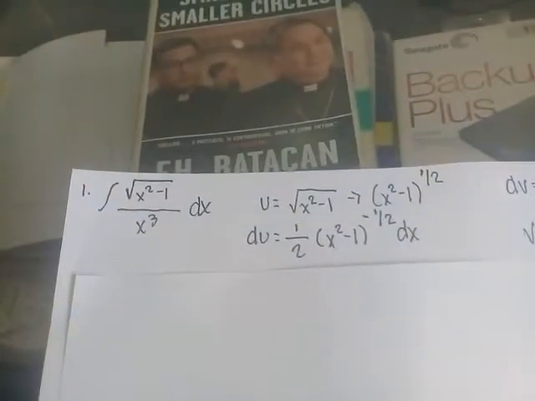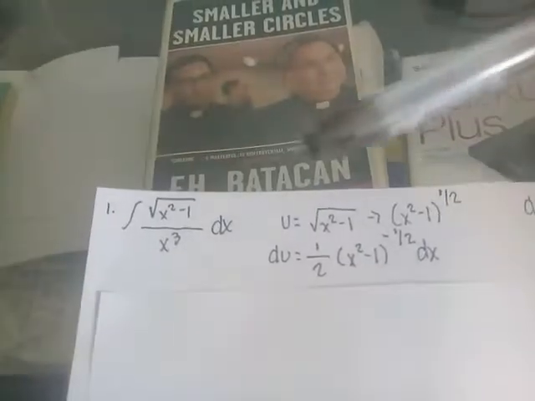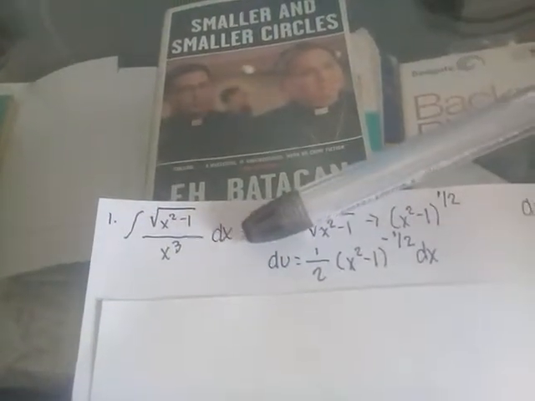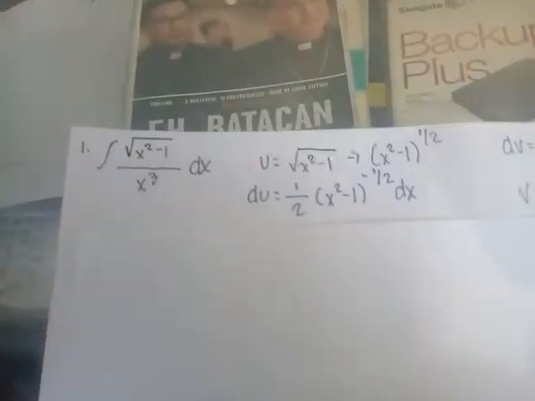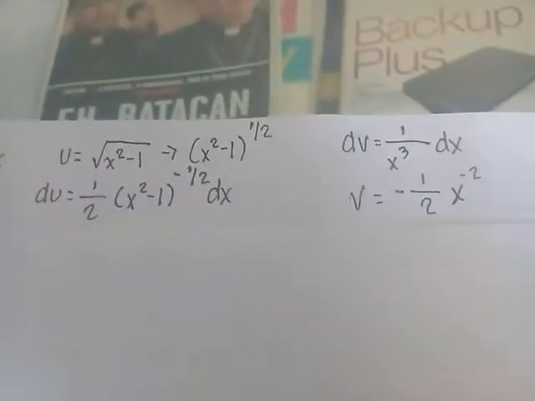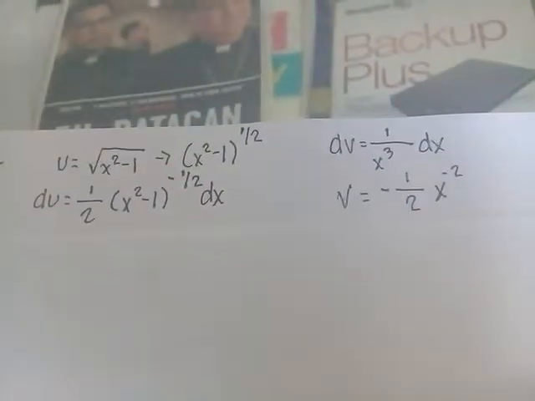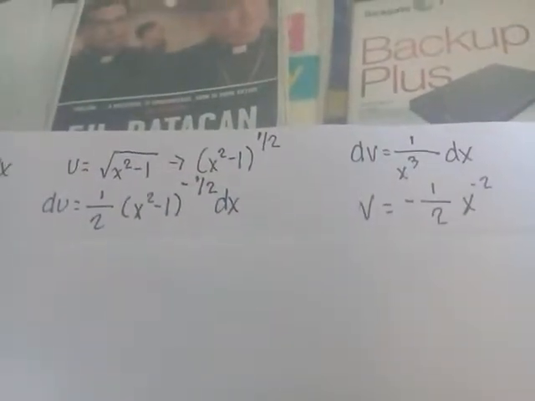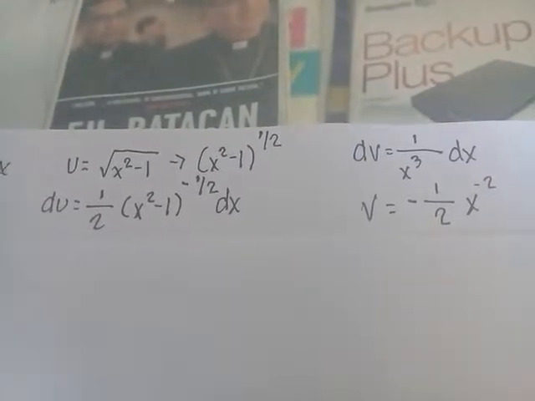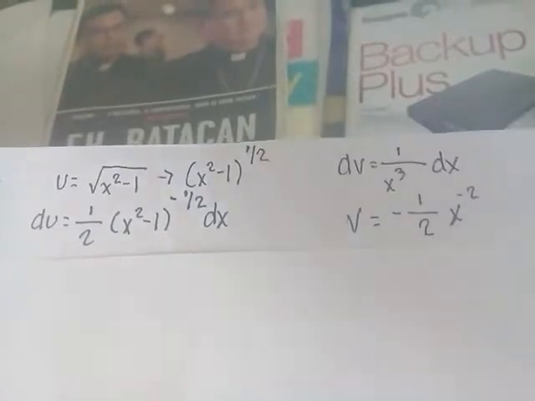So for this problem, we have the integral of square root of x squared minus 1 over x cubed dx. For this given problem, I used integration by parts. For u, we have square root of x squared minus 1. We will first convert it into its exponent form, which is quantity x squared minus 1 raised to 1/2.